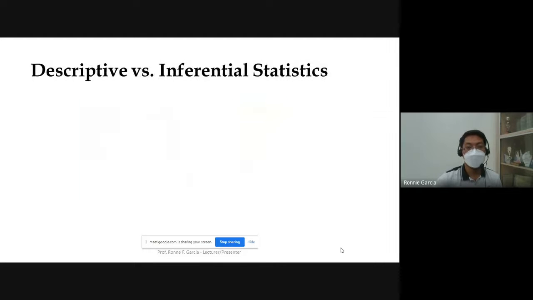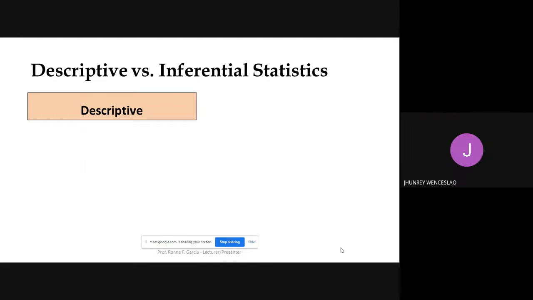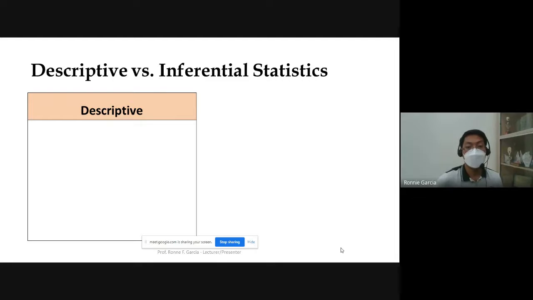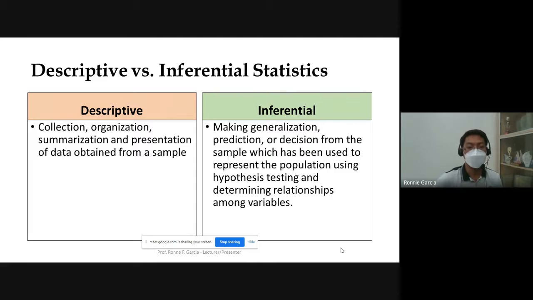I hope that was clear to you. Do you have any questions about the difference between descriptive and inferential statistics? None. That was very clear. So again, when we talk about the collection of data per se, it's just collection and then presentation, that is just descriptive. But if you are going to do something out of your data, that is you make decisions, you make inferences, you make generalizations and predictions, and even decisions in your life based on your data, now you are making inferential statistics. So that's the difference between descriptive and inferential.